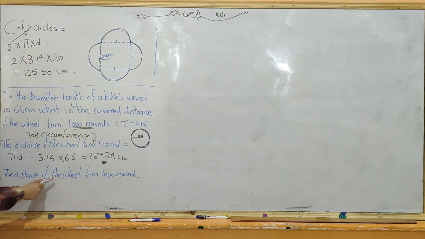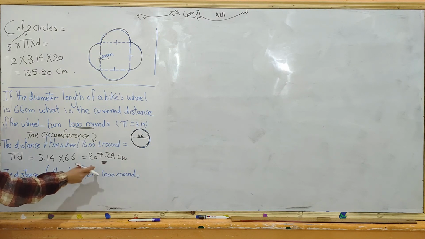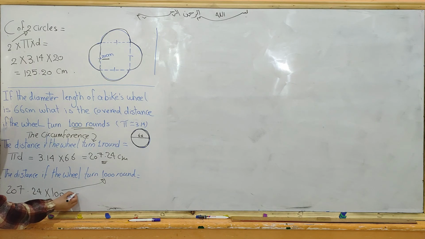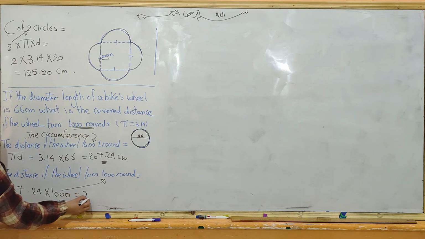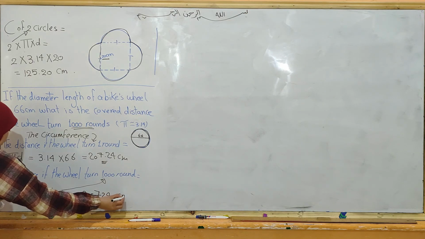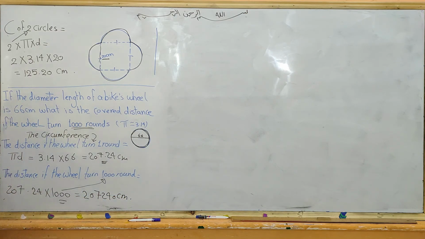But if the wheel turns 1000 rounds, we multiply the circumference multiplied by 1000, the number of turns, equal to centimeters. We finished the lesson.